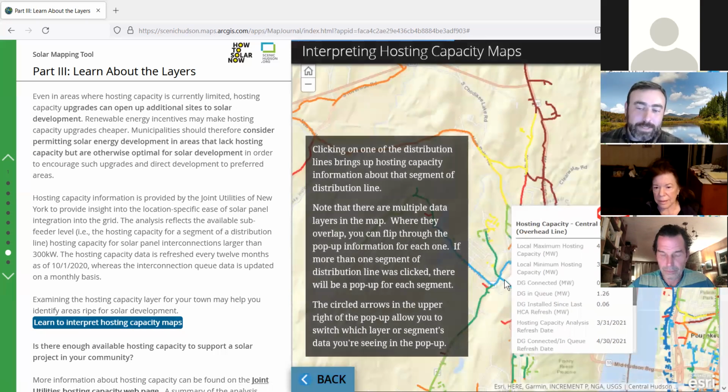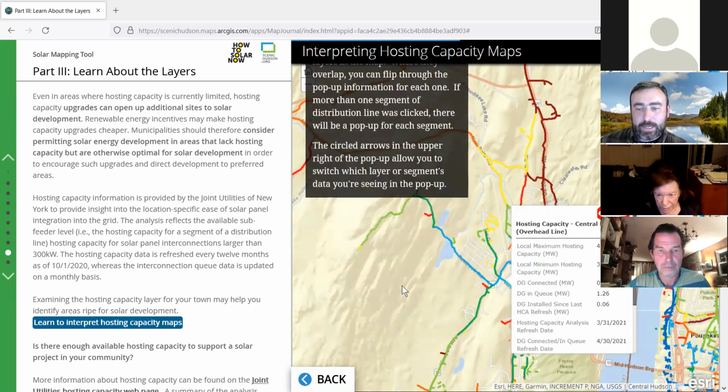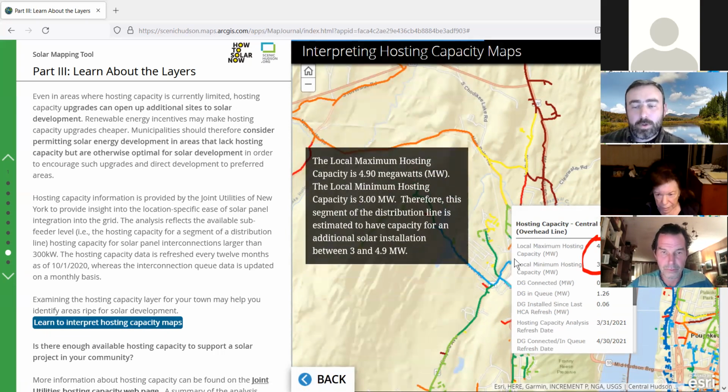So assuming you're looking at the right segment, which is going to be highlighted in this really brightest highlight blue there, it'll bring up the hosting capacity information. And this is a series of numbers, and you have to do a little bit of reading to really get into them. So these local numbers, the local maximum minimum, and all these numbers are in megawatts, by the way, not kilowatts, megawatts. So 1 megawatt of ground mount is about 5 acres. So fairly large numbers. For this little highlighted segment here, the local hosting capacity is somewhere between 3 and 4.9 megawatts.